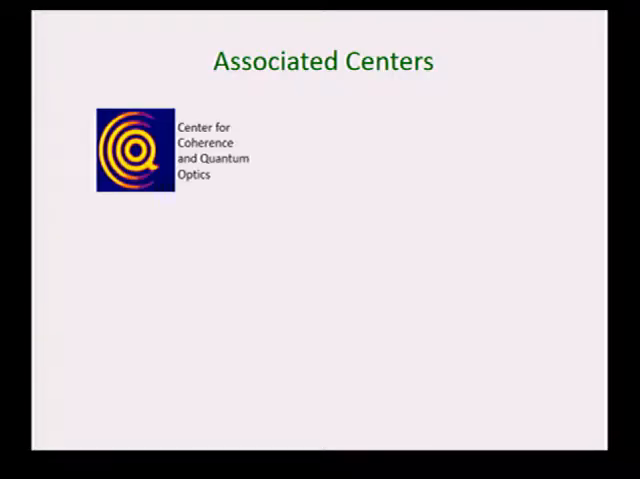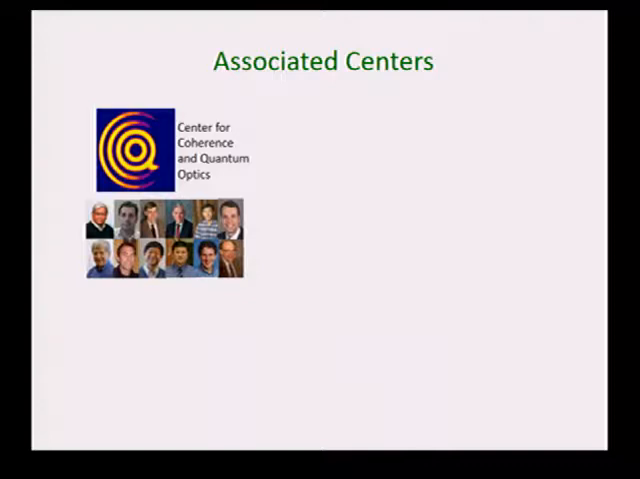We have a couple of centers. I thought that was something I should tell you about, because every place has their own. There's a lot of coherence. Emil Wolf, being a University of Rochester person, we've always had a lot of stuff going on at Rochester on coherence. So we have a sort of a center for that. The faces sort of tell you how many people are involved in that.